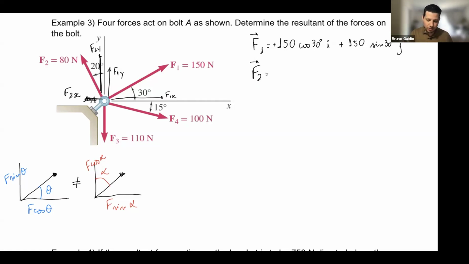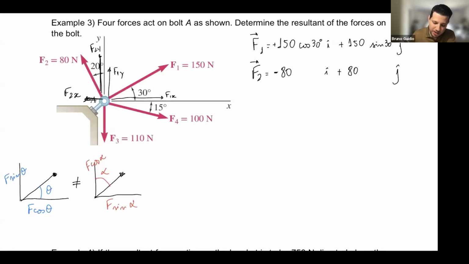Magnitude, 80 newtons. X going to the negative direction, so I have negative 80 newtons. Okay. And y going to the positive, so positive 80 newtons. Now, what is sine and what is cosine?